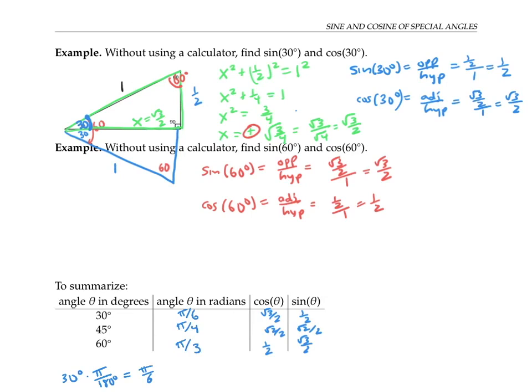I recommend that you memorize the three numbers 1/2, root 2 over 2, and root 3 over 2, and the fact that 1/2 and root 3 over 2 go together, and root 2 over 2 goes with itself. From that information, it's not hard to reconstruct the triangles.